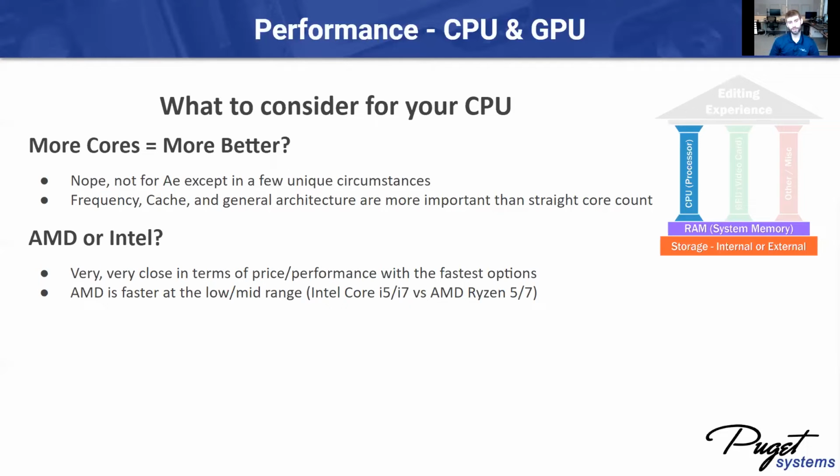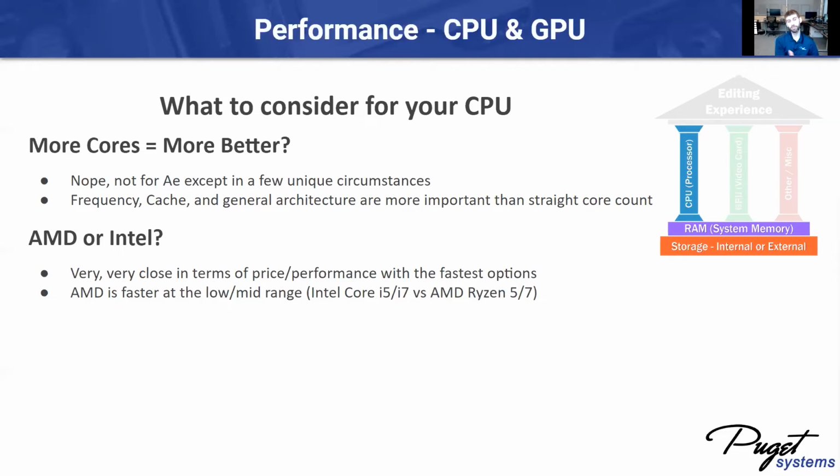AMD or Intel is often a question we get. Right now, it's actually very, very close. It used to be that Intel dominated because their per core performance was way better than AMD. AMD just kind of threw cores at the problem. These days, no, AMD is making some really great progress. In terms of the best, fastest options for After Effects, they're pretty interchangeable, and I'll get into specific models in a second.